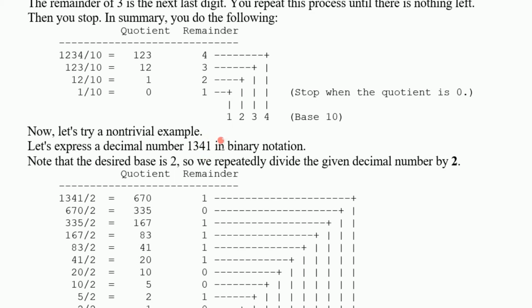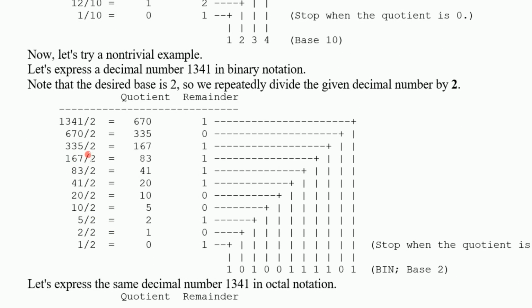Then how can we do it? This is with base 10. We have to divide this number by the new base, that means base 2. We have to divide this number repeatedly by 2, since the base of binary is 2. So 1341 divided by 2 is equal to 670 as the quotient, and the remainder is 1.